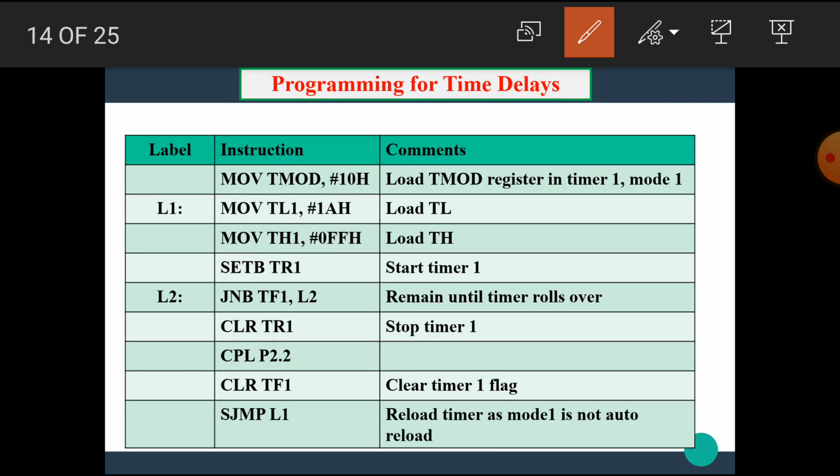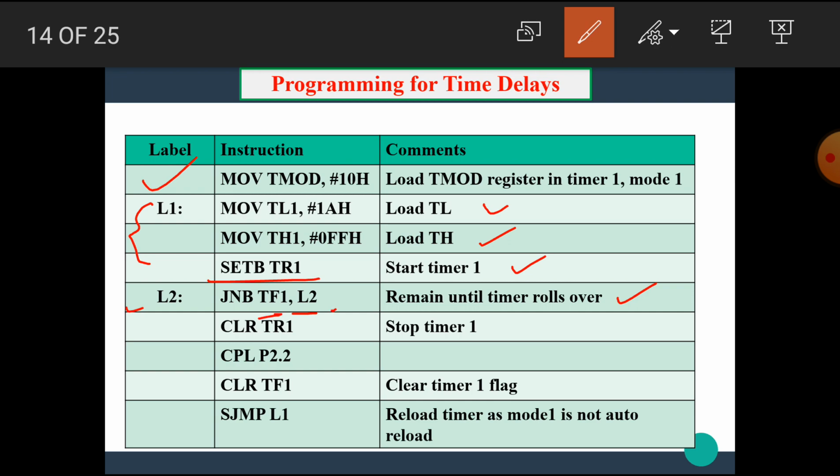Our steps are, first, load the TMOD register, then load the values in TL and TH. The next step is to start the timer. For that purpose we use the instruction SETB TR1, that means start the timer. The next statement is L2: JNB TF1, L2, that means remain here until the timer rolls over. This instruction means jump if TF1 is not set to L2.